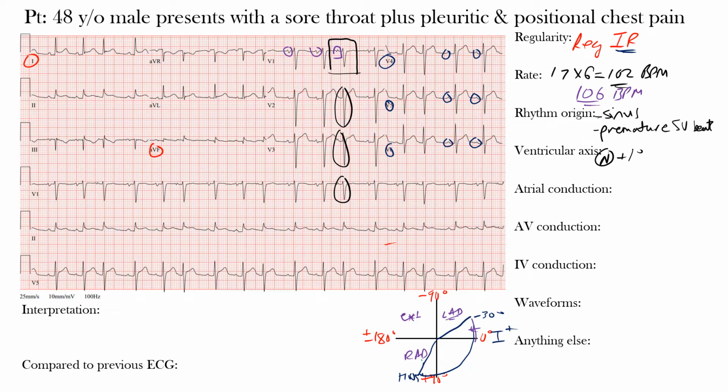So here's lead 1, the positive end, and lead AVF, its positive end. So here's lead 1, we said. Notice that it's positive, upright. Okay, so we have positive complexes in lead 1, meaning that we're going to head towards lead 1 in that direction.